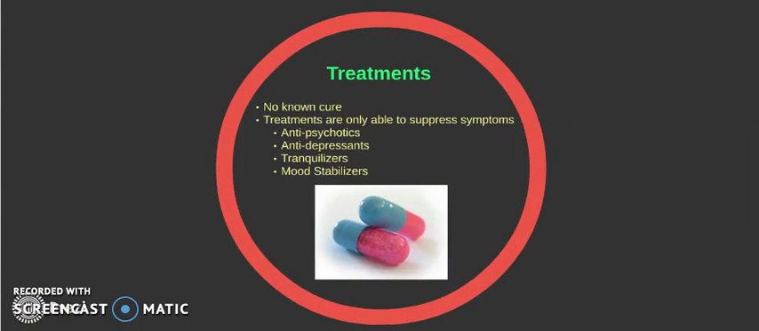Unfortunately, there are no known treatments for HD, so any treatment that is prescribed will only slow the symptoms, but will not be able to save the patient. Examples of this kind of treatment are antipsychotics for hallucinations or delusions, antidepressants for depression or obsessive compulsive behavior, tranquilizers for anxiety and chorea, and mood stabilizers for bipolar disorder.